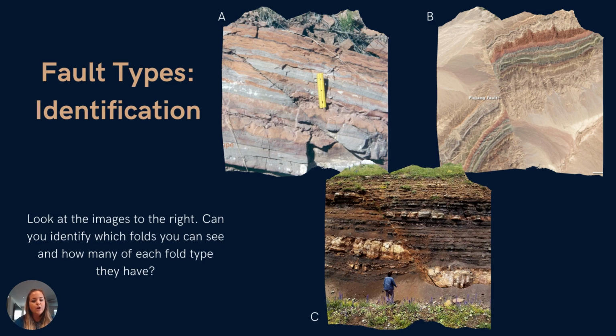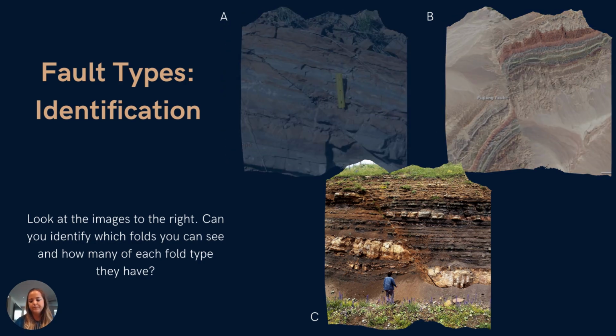All right, so just like with the folds, we need to be able to identify what faults we are looking at. So I want you to take some time to look at these 3 different pictures and try to decide what type of fault you are looking at. Make sure you're looking for marker beds and things that are offset. Note that all of them except for B are actually in cross-section view. B is in map view. Okay, so remember that when you're looking for vertical displacement or you're looking for horizontal displacement.